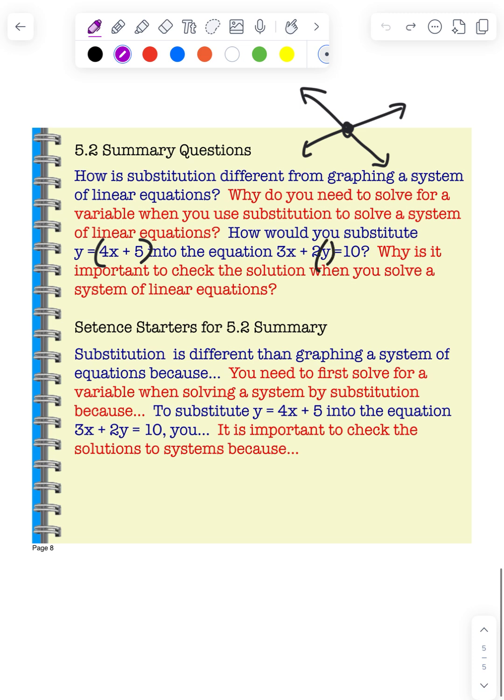Why is it important to check the solutions? Well, we only did this with one example, but you should be able to plug in both x and y to both equations, and it should be true for both equations. If it's not true for both equations, it's not a solution.